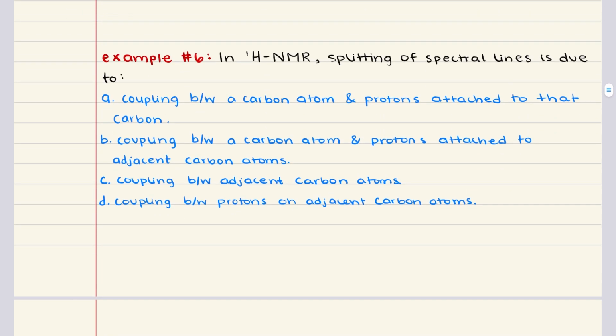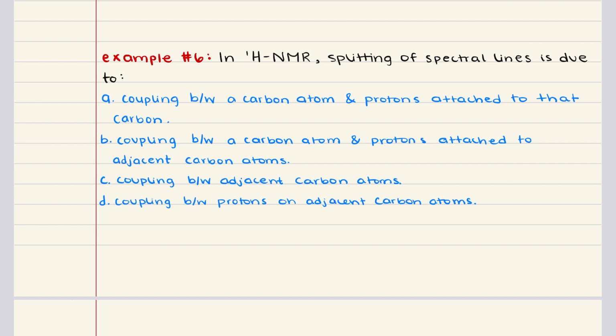Problem 6 says in HNMR, splitting of spectral lines is due to blank. A says coupling between a carbon atom and protons attached to that carbon. B says coupling between a carbon atom and protons attached to adjacent carbon atoms. C says coupling between adjacent carbon atoms, and D says coupling between protons on adjacent carbon atoms.